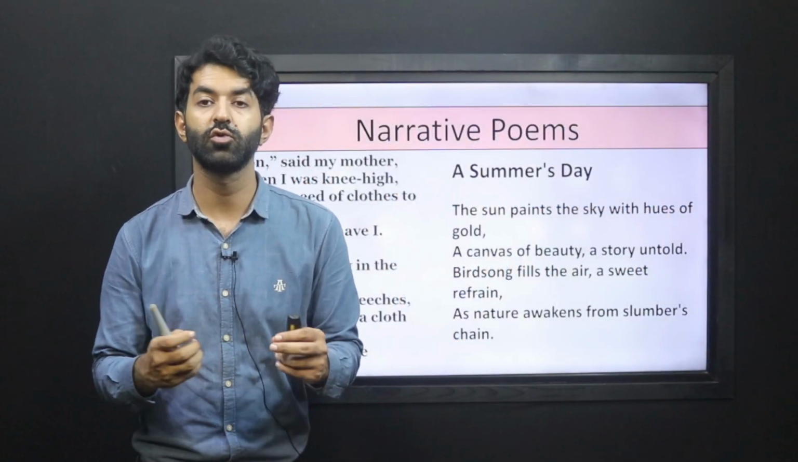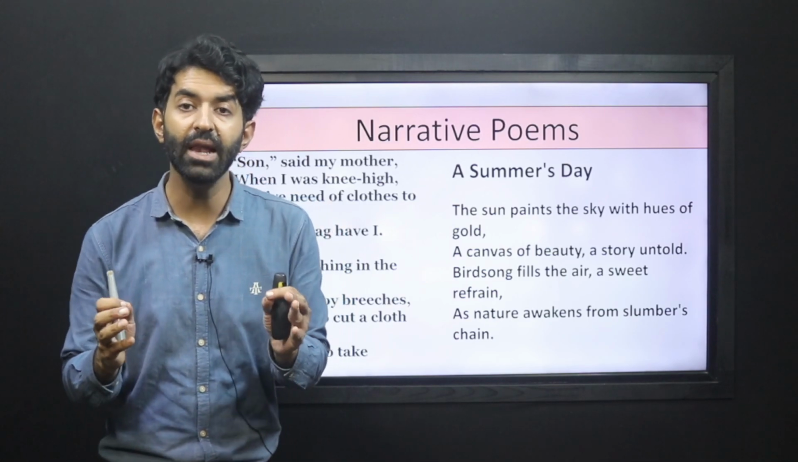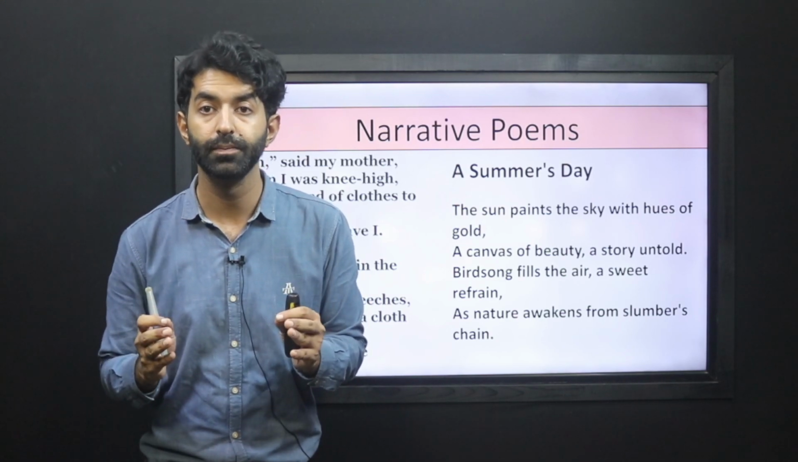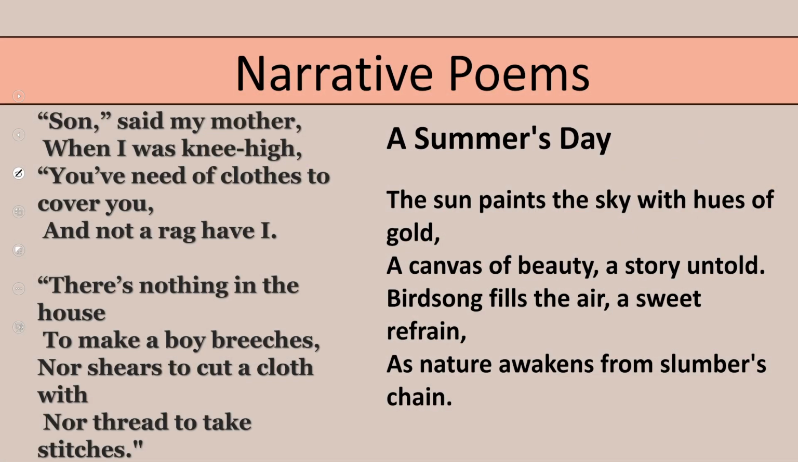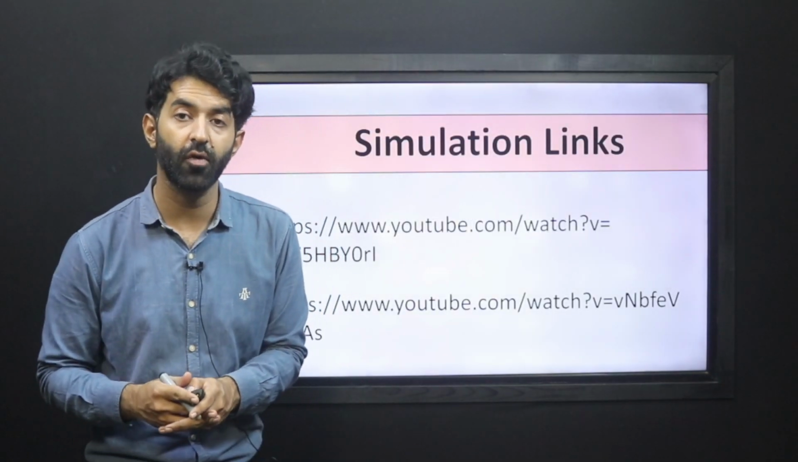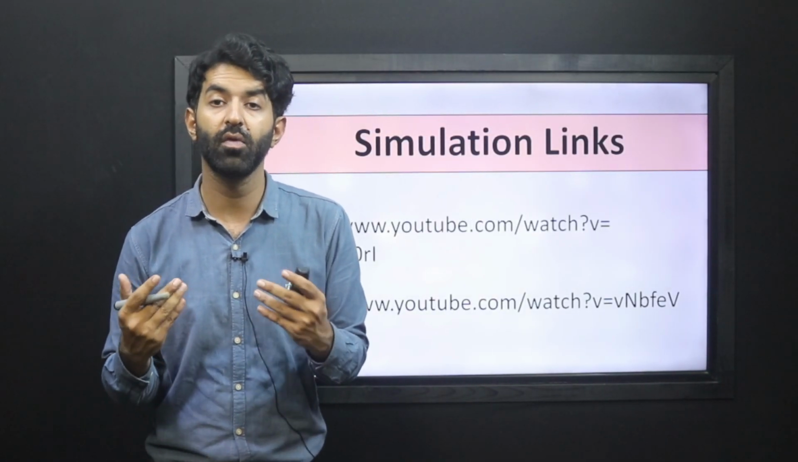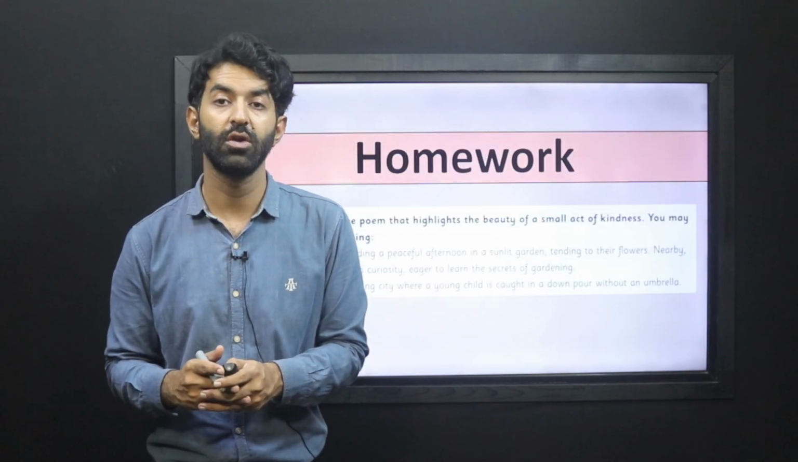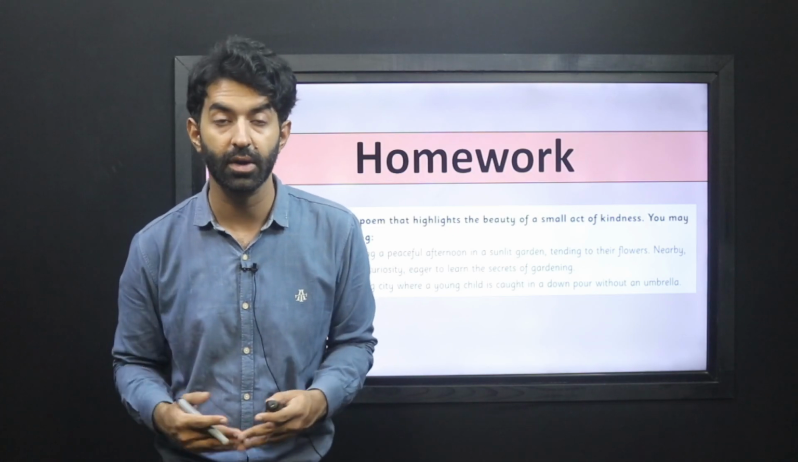Now, after learning about this, let's move on to the second SLO that we have merged. You are supposed to write a narrative poem. The main lesson, The Most Beautiful Flower, itself is a narrative poem. Here are two narrative poems that you can see, and you can find a story, a narration of an event in them. You can see these two simulation links, one for writing a narrative poem and one for the I before E except after C rule that you need to watch and learn more about them.